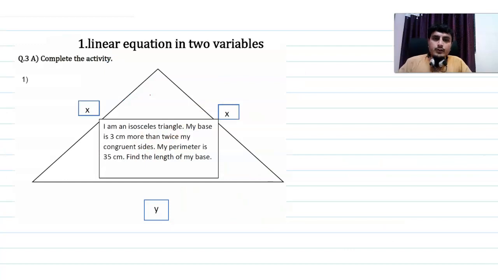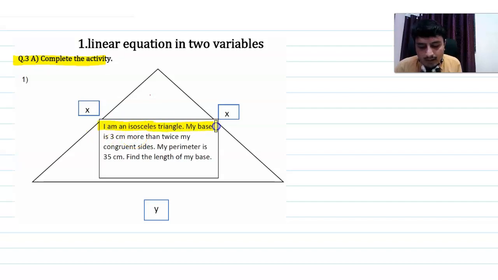In this lecture, we are going to discuss question number 3A and question number 3B provided by the Maharashtra State Board in the question bank. Look at question number 3A: complete the activity. We have been given an activity.